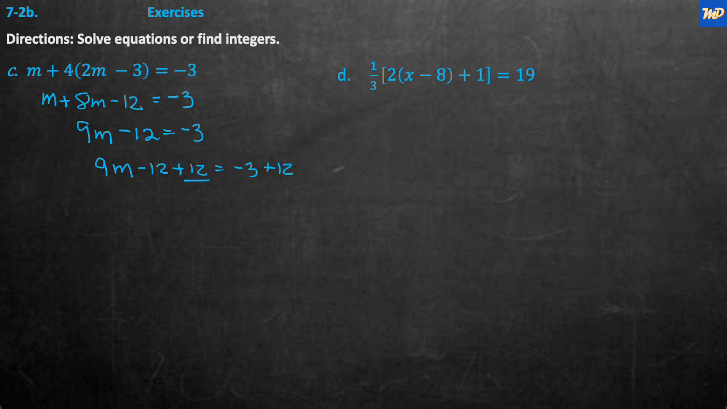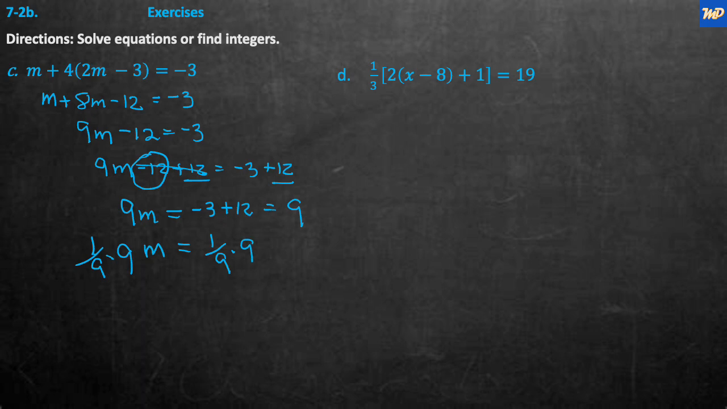We added 12 to both sides to compensate for this negative 12. So now we have 9m, the 12's cancel, is equal to minus 3 plus 12, which is 9. 12 minus 3 is 9. So m is equal to, 1/9 times 9m, sorry for skipping that, is equal to 1/9 times 9.